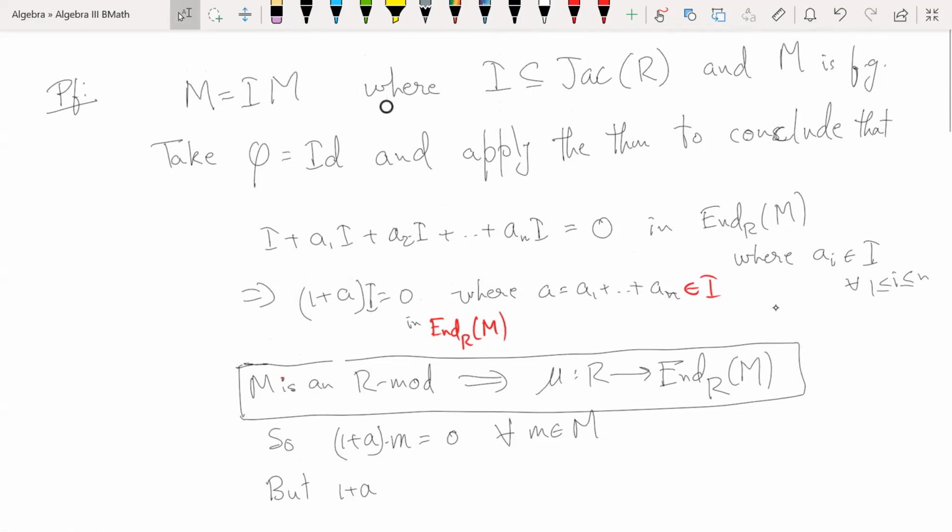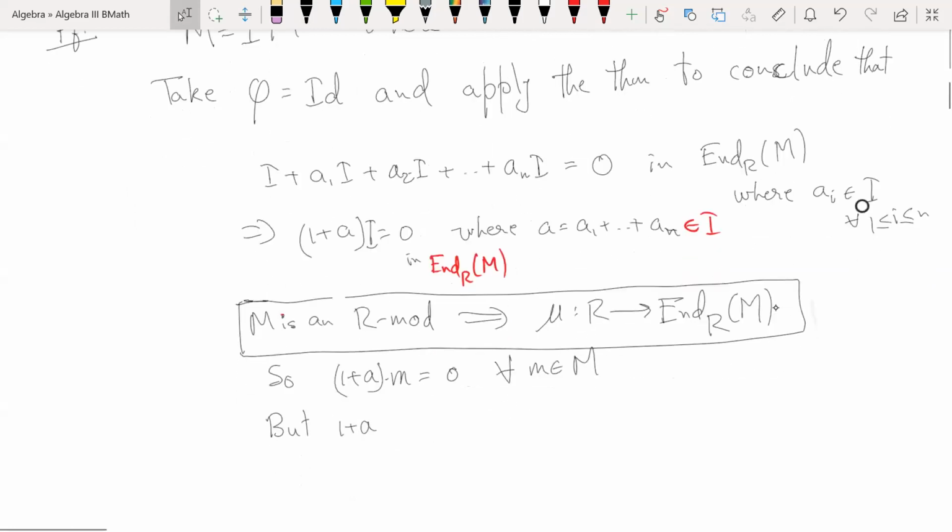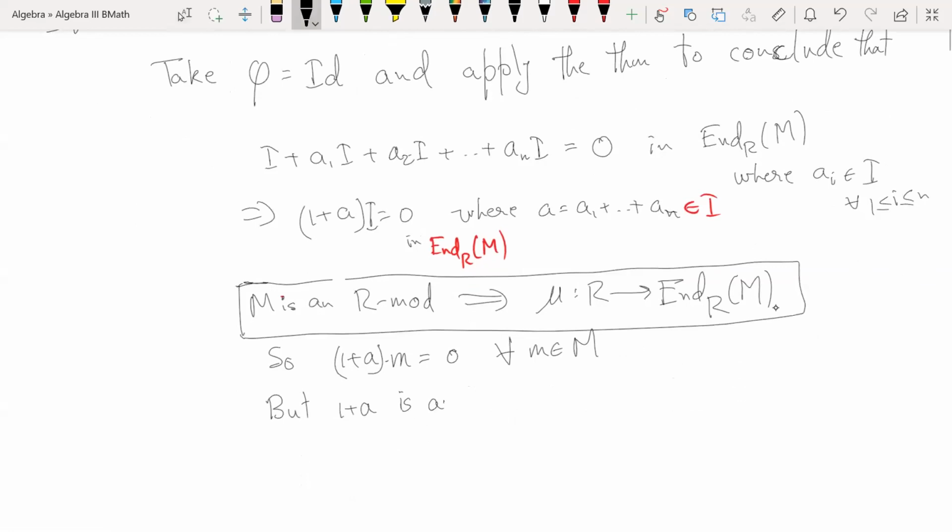So 1 plus A is a unit in R, as A belongs to I, which is contained in the Jacobson radical, which implies 1 plus A times m is equal to zero for all m, which implies M is zero. M is the zero module. Okay. Does this make sense? Any questions?